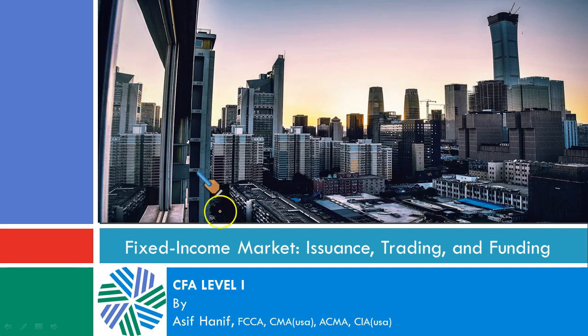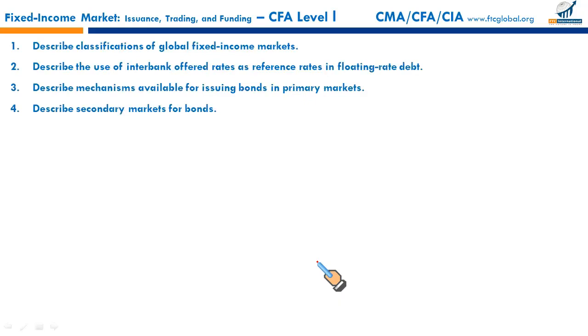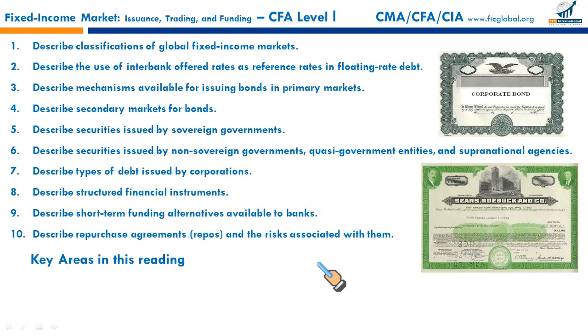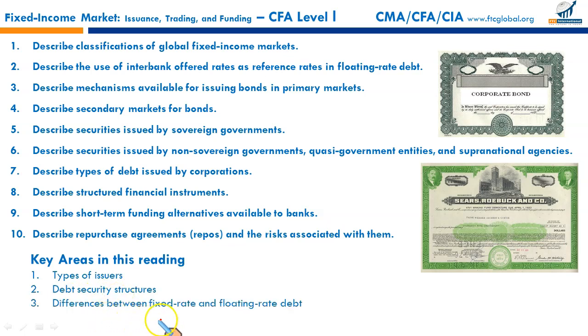Our next reading is fixed income market, issuance, trading, and funding. These are the learning outcome statements, I guess a total of 10. And these are the key areas in this reading: type of issuers, debt security structures, features of various debt securities, and the difference between fixed rate and floating rate debt, and finally how the rates are determined. So these are the key areas in this reading.